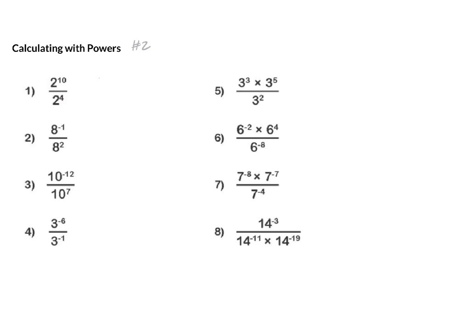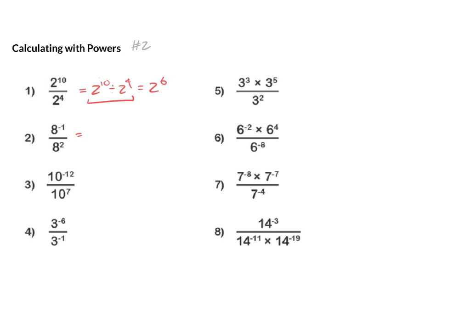Often with power questions, you might have a division written as a fraction, but it's exactly the same thing. So here we have 8 of them. Let's have a look. The first one here, we have 2 to the 10 over 2 to the 4, which really means 2 to the 10 divided by 2 to the 4. And you know the rule with division is you just subtract the powers. So it's 2 to the 10 minus 4, and 10 minus 4 is 6. We don't need to really write that step in.